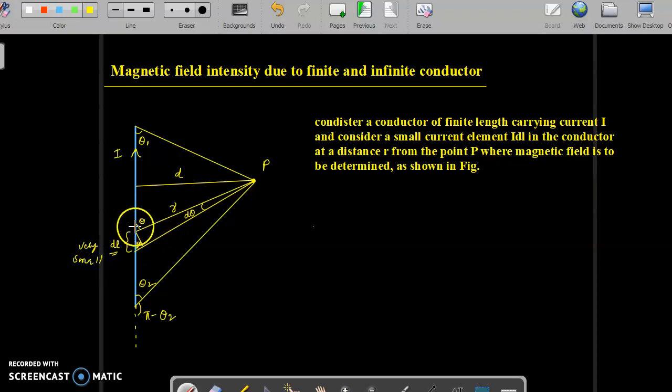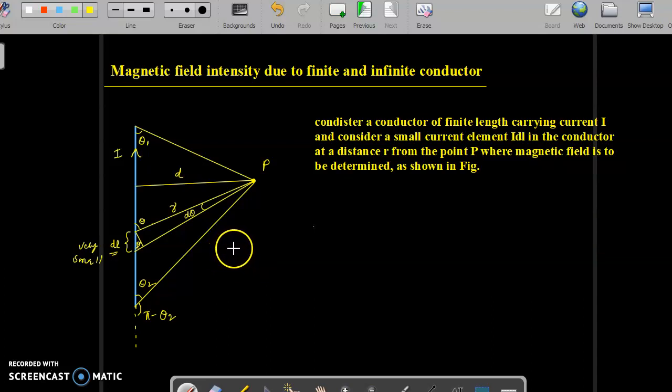And here we can see that angle θ, since these two are the same, this θ, made by the other end of the line with respect to P, is also the same. And here we are taking another small differential angle dθ. So these are the different parameters that are to be brought into the final expression of magnetic field intensity.